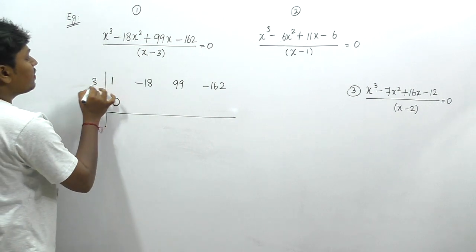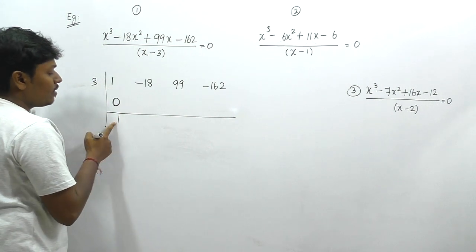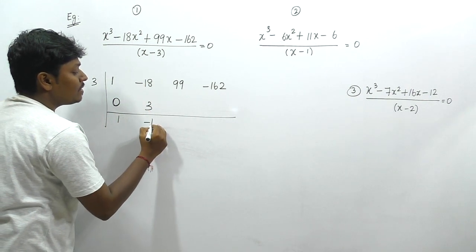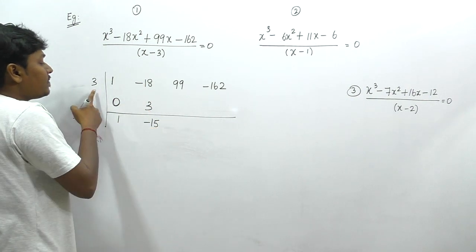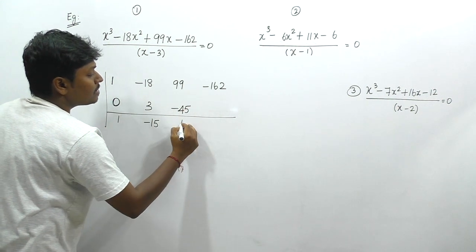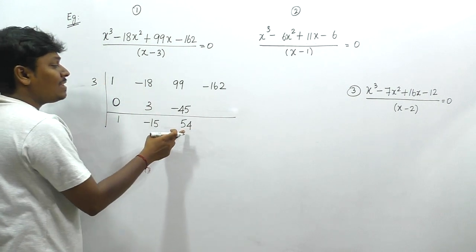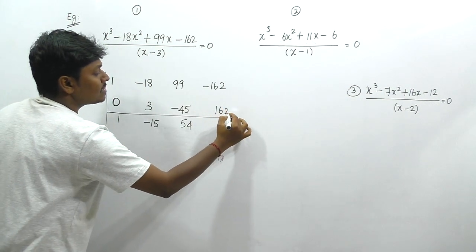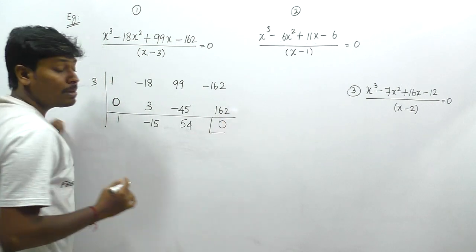Listen carefully. 1 plus 0 is 1. 1 into 3 will be 3, minus 18 plus 3, the result will be minus 15. Minus 15 into 3 will be minus 45. When we add both numbers, the result will be 54. When you multiply 54 into 3, the result will be 162. Now I can say that the last number becomes 0.